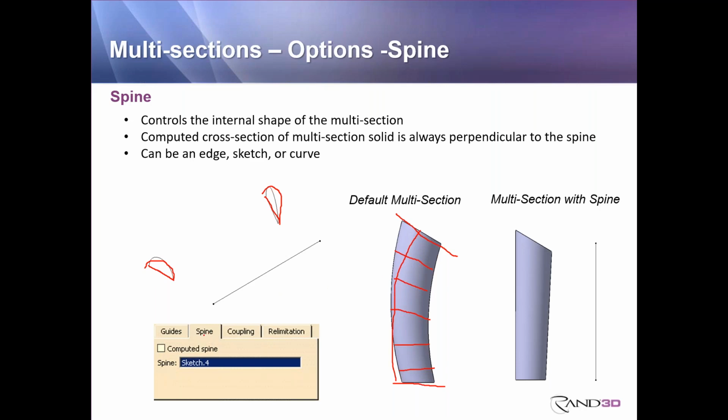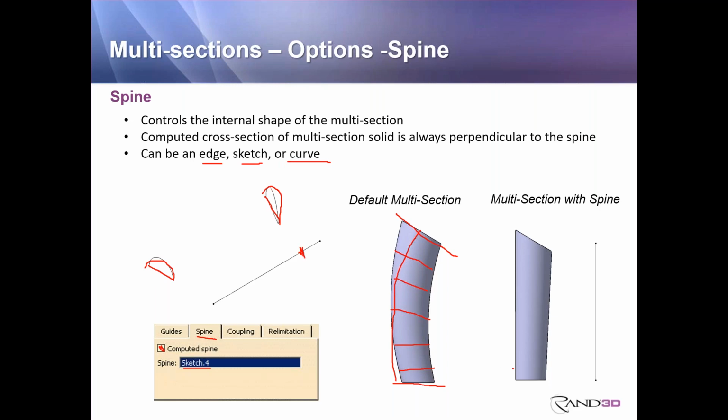Well, what I could do then is I could come down here under the spine tab, and I could replace the computed spine. That's where the computer comes up with it on its own, and I could actually pick something. Your spine can either be an edge, it could be a sketch, it could be a curve. So I've got this straight line right here. I'm using that sketch right there now as my spine.